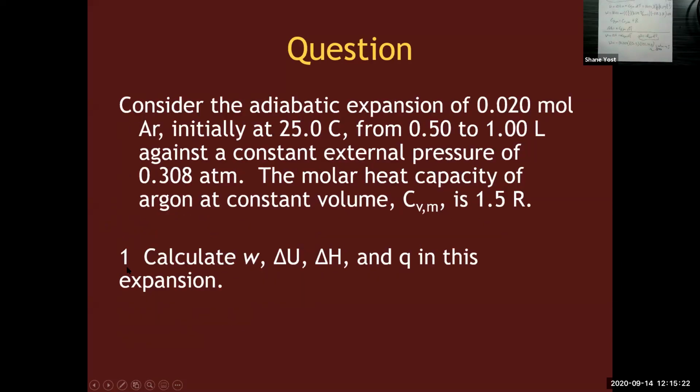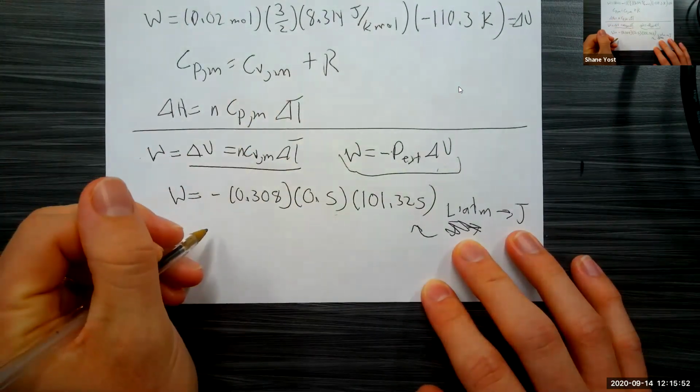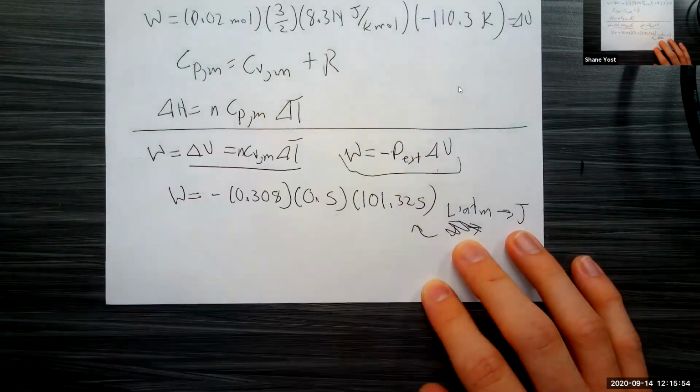So these are things we've got to calculate. Work, we already calculated, that's minus P external delta V. So I have delta U as well, and Q is equal to 0 because it's an adiabatic process. To get delta H, let's think about equations we know. We know delta U is equal to this, which also happens to equal minus P external delta V.